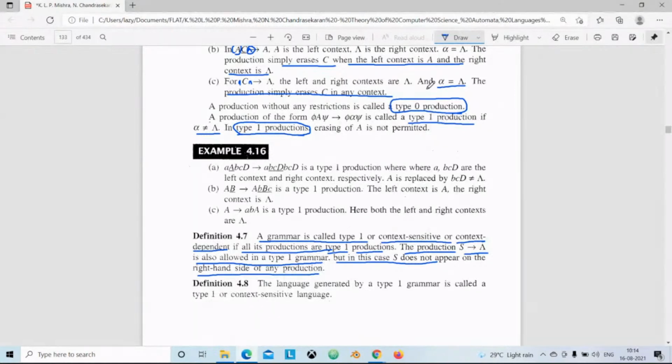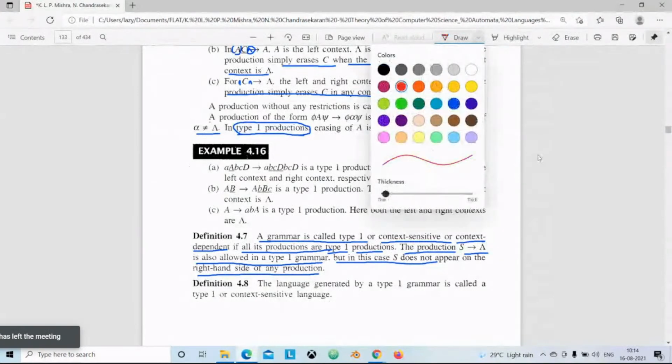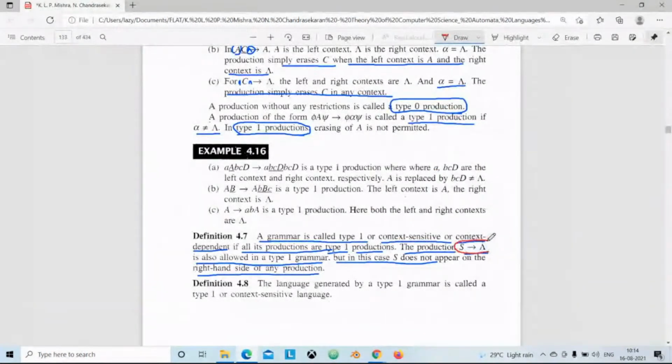Previously we said the variable cannot be erased, but here we are allowing the start symbol S to be erased. Along with that, we are saying that S should not appear on the right hand side of any production. If we have this production, then S cannot appear on the right hand side, and only then will it be called type 1. So this is nothing but giving a name to the structure of the grammar: if this kind of production is in our set of productions, then it is of this type, whether type 0, type 1, or whatever.